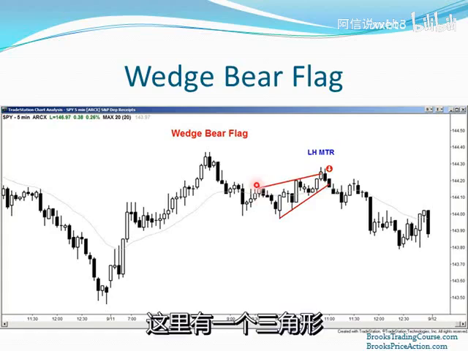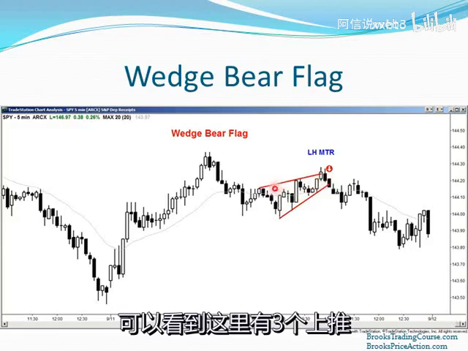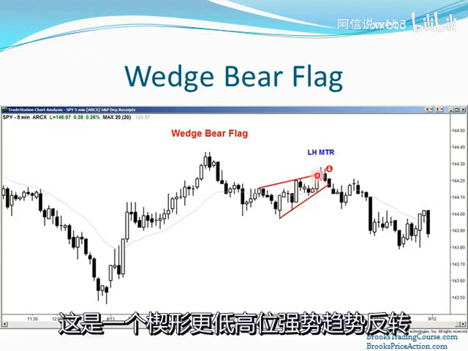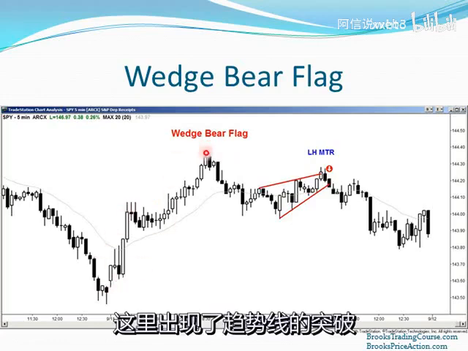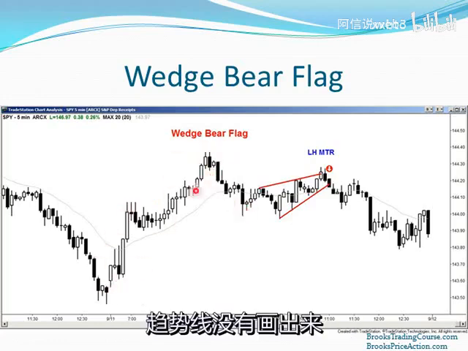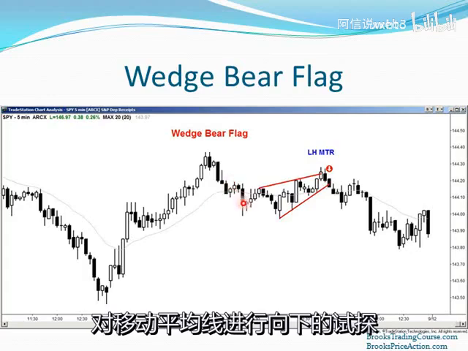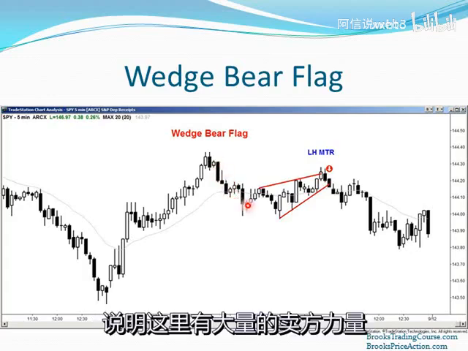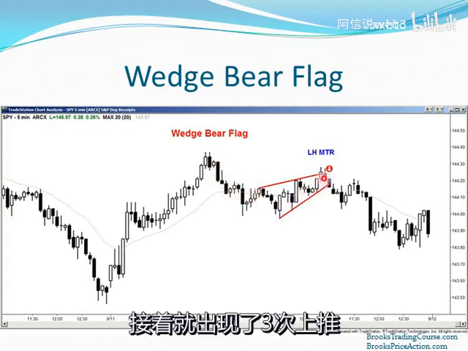Here, same chart, and there was a triangle here, but here you can draw a 3-push pattern, and it's a wedge lower high major trend reversal. You have a bull trend, a trend line break. I don't have the trend line drawn. A test below the moving average with a lot of selling pressure, and then we pushed up 3 times.